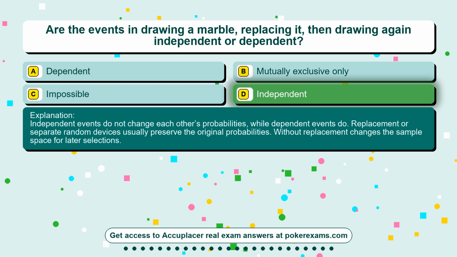Independent events do not change each other's probabilities, while dependent events do. Replacement or separate random devices usually preserve the original probabilities. Without replacement changes the sample space for later selections.